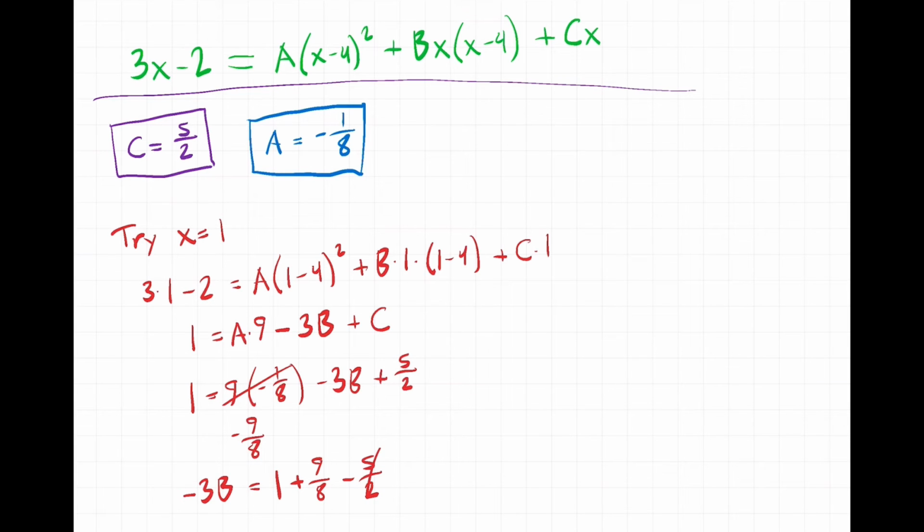except that I can rewrite 5/2 as 20/8 and the 1 as 8/8. This is just arithmetic. You don't need my help for this. And what do we end up with? Well, 17/8 minus 20/8 is negative 3/8. So if negative 3b is negative 3/8, that means that b is positive 1/8. And now we have solved for b.